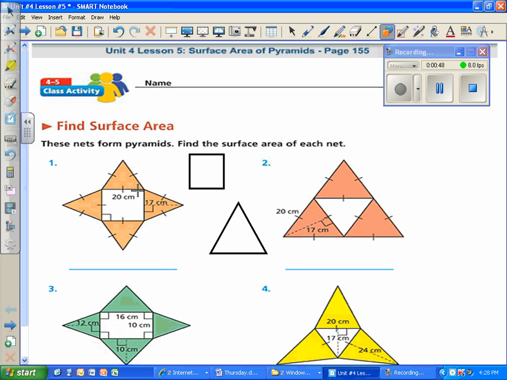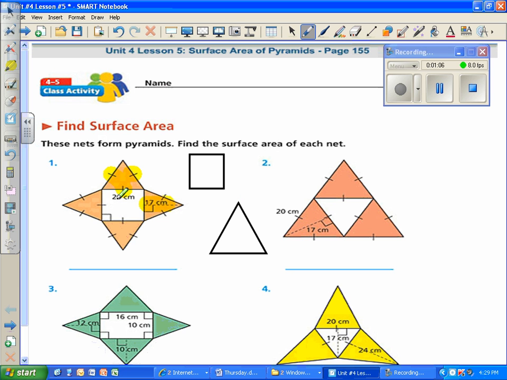Alright, so now remember that these little lines on our triangle tell us that all sides are equal. So it's an equilateral triangle. It's giving us the base of 20, and there's the height of 17. And that's all we need to solve that.